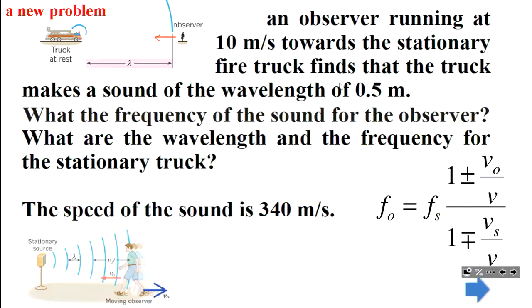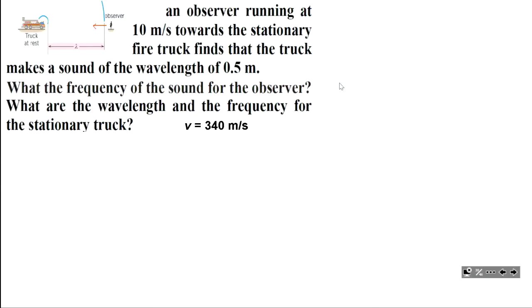A new problem. So now the truck is not moving and the observer is moving, so let's do it quickly. It actually should be easier than the previous one. So the source is at rest, but the observer is moving toward, it could have been away, that matters, but in this situation toward the stationary truck. And the wavelength equals 0.5. Which one?